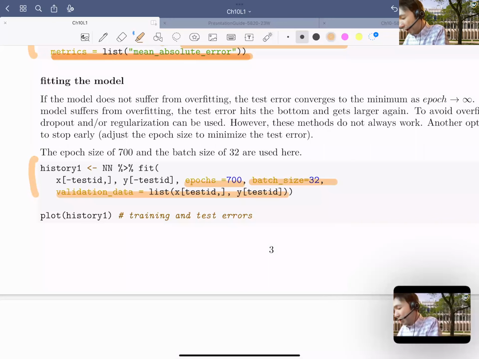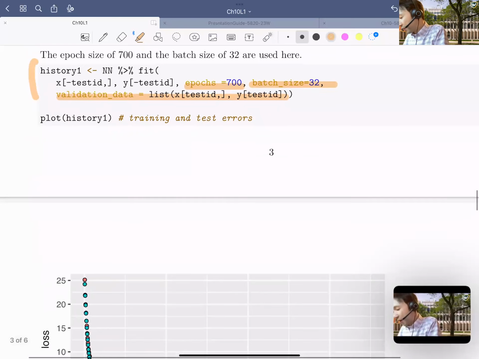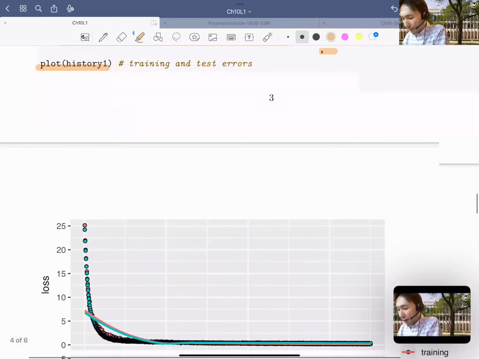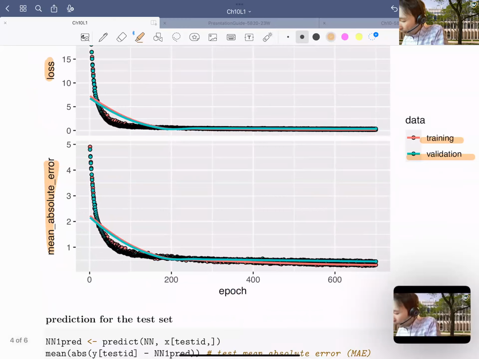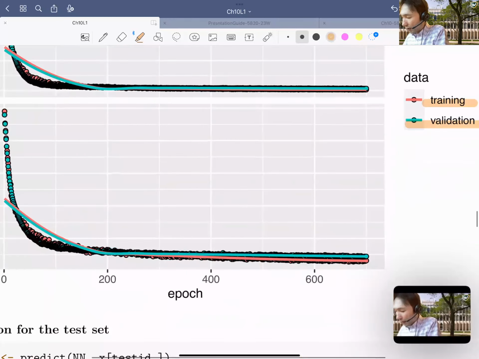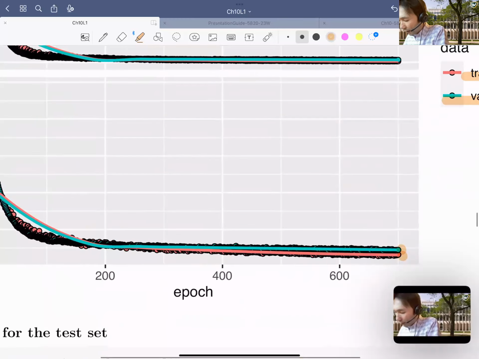So each time, actually, they calculate the test error. So we shouldn't use the test error to choose the model. So maybe we have to be careful, but we can see the test error size at the same time as estimation. Then the plot of this history object, then this. So this is the training error and validation error. And this is the loss function, and this is MAE. You can see that this converges. So it does not suffer from overfitting. And you can see the validation error is larger than the training error. That is natural.